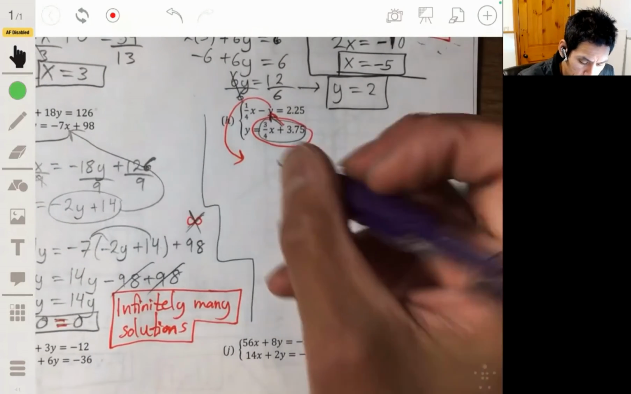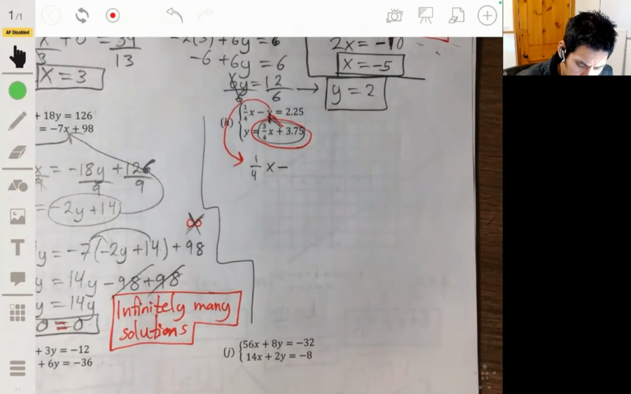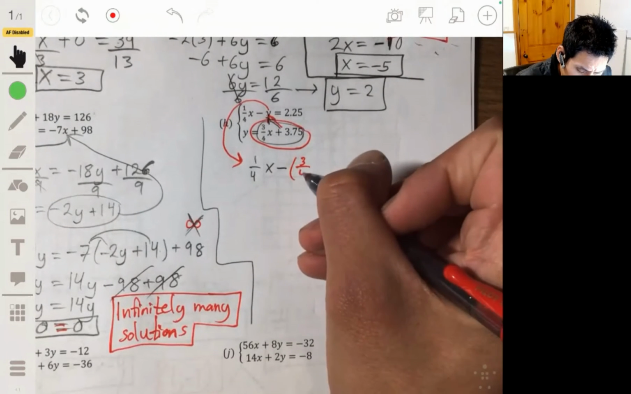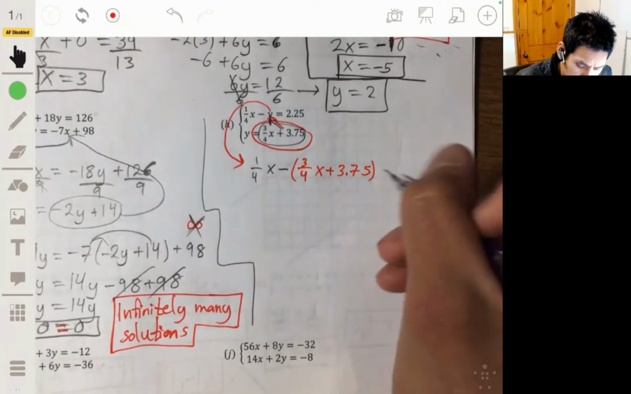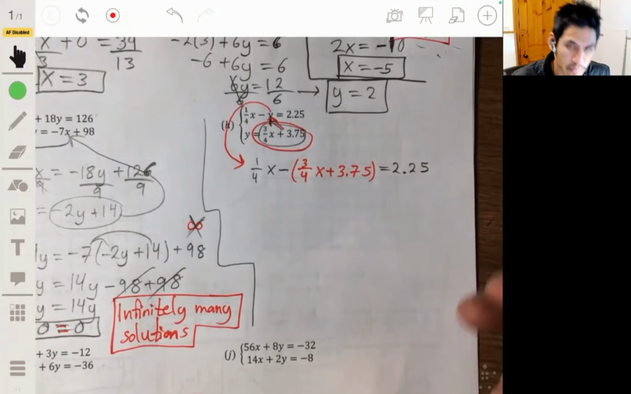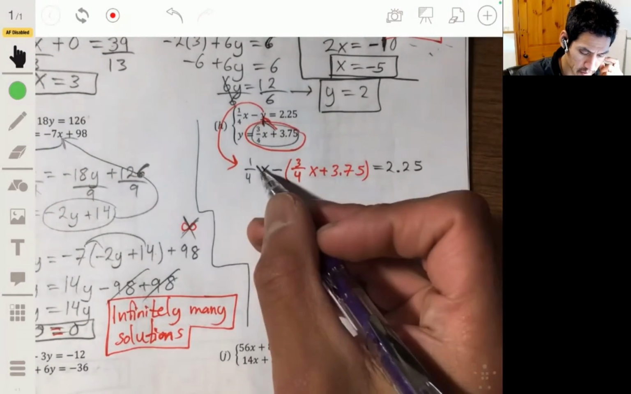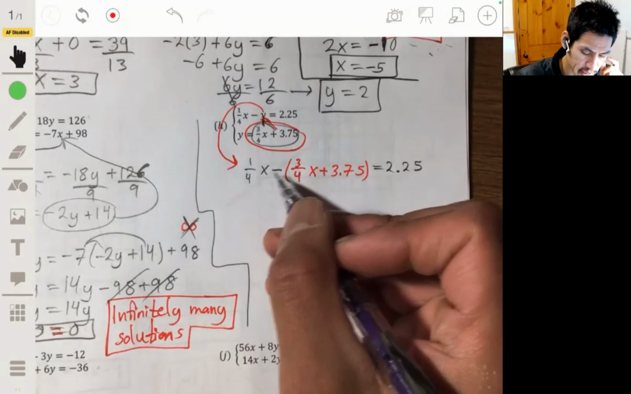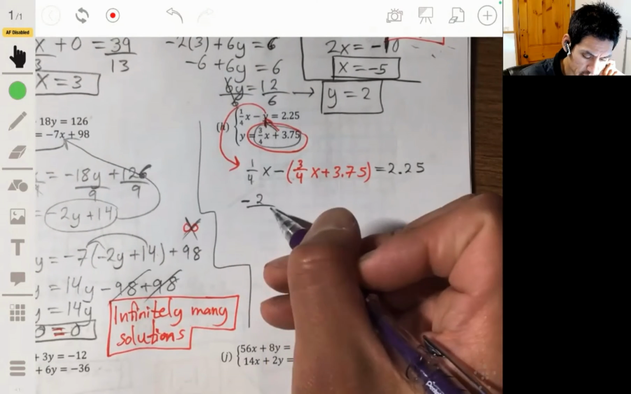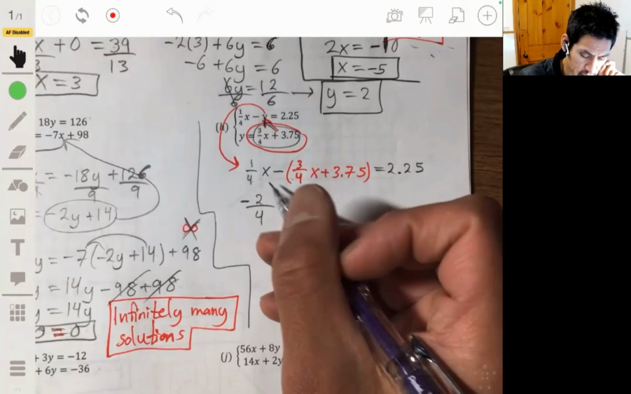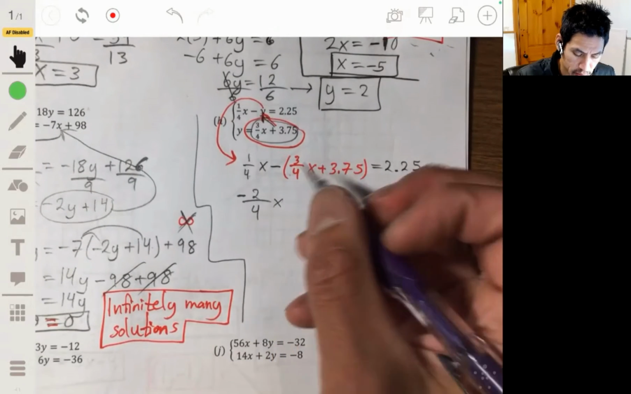So then the top becomes 1/4 x minus 3/4 x plus 3.75 equal to 2.25. See, now I got an equation just in terms of x, and I just solved this. So 1/4 x minus 3/4 x, they got the same denominator, so we just do 1 minus 3 on top. So -2/4, but don't subtract the denominators. -2/4 x, or -1/2 x.